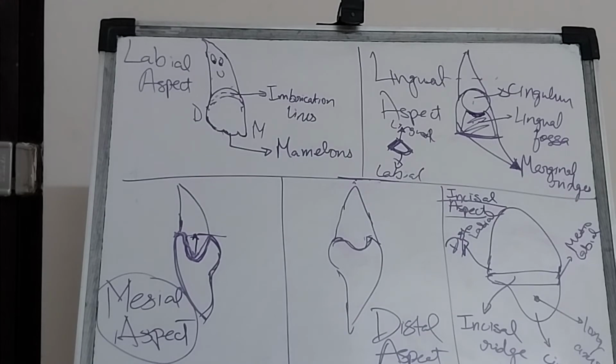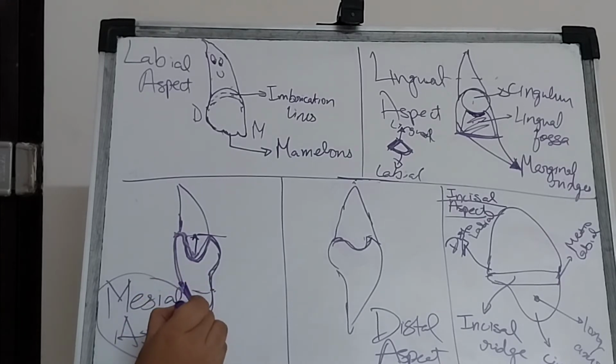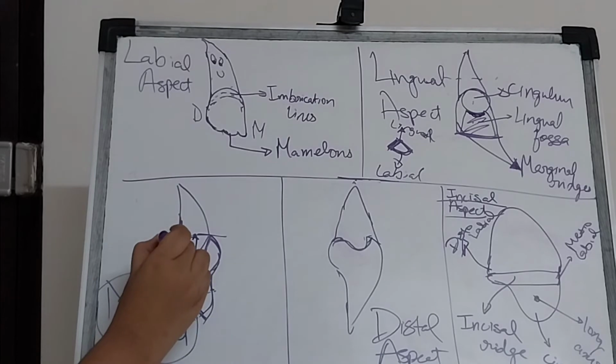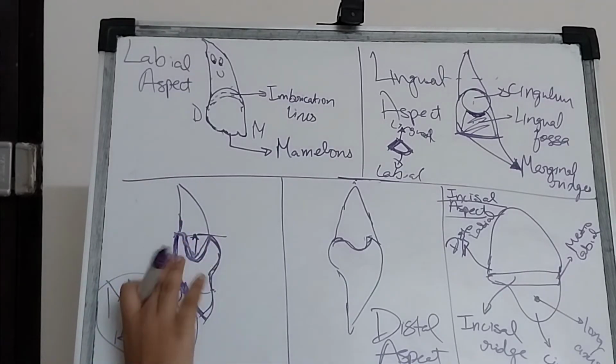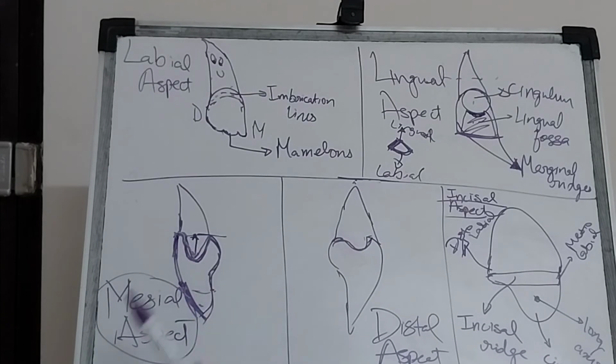And labiolingually, the incisal portion is more convex than the cervical portion. So labiolingually, if you see from here, this is more convex in the incisal portion than the cervical portion. This is kind of flat, but this is more convex.